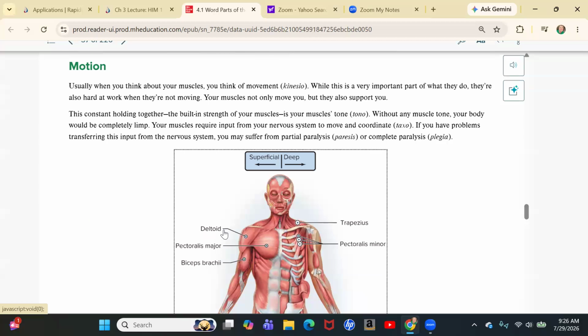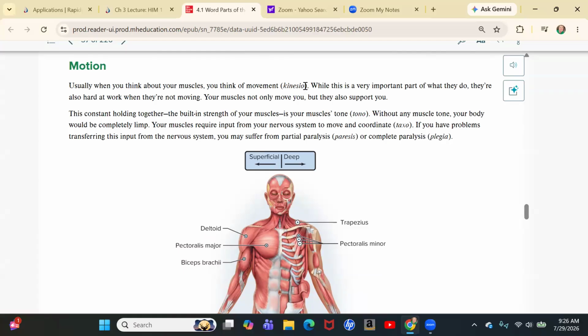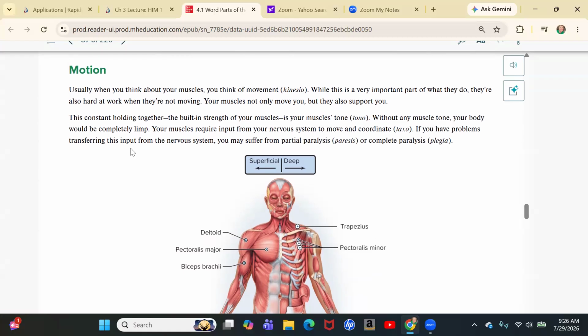When the two systems work together and motion happens, the combining form or word part that means movement is kinesio. Kinesio. So kinesiology is the study of body movement.